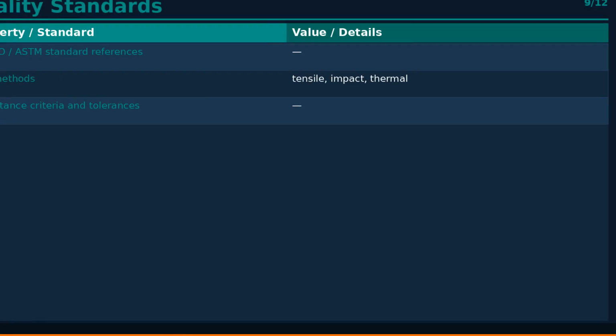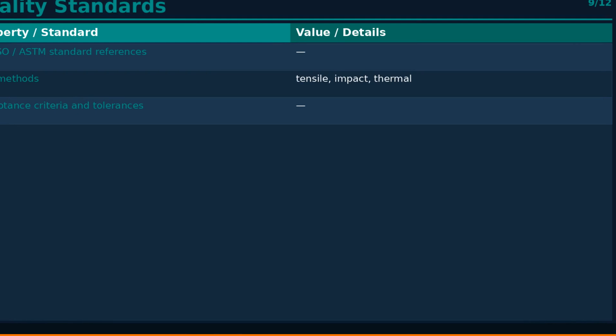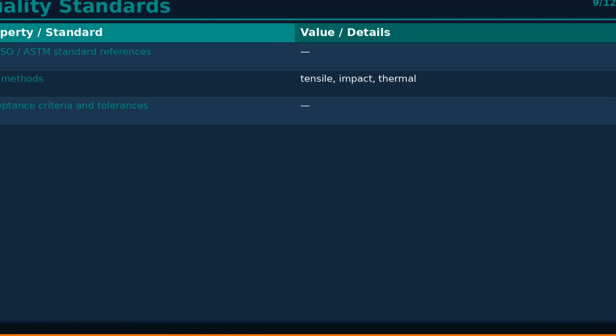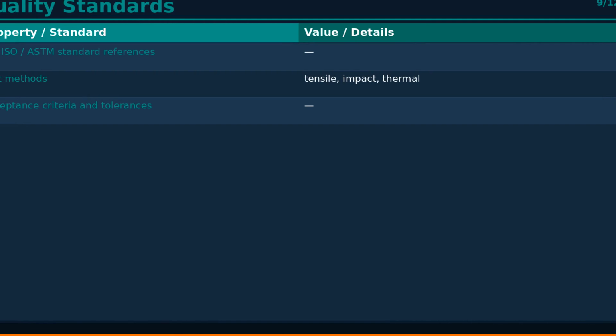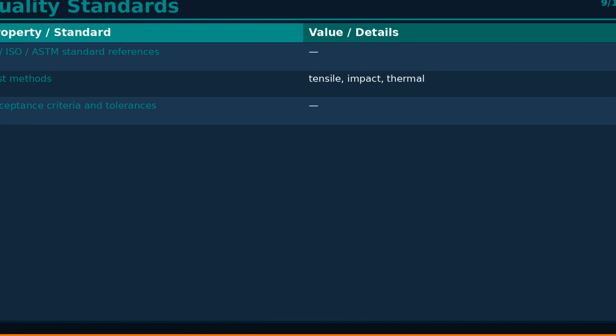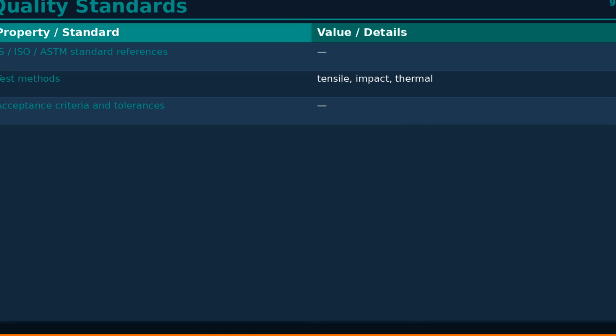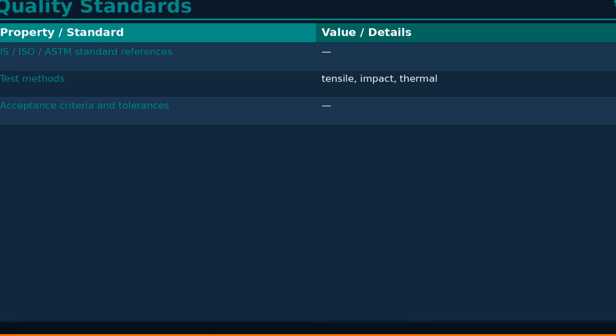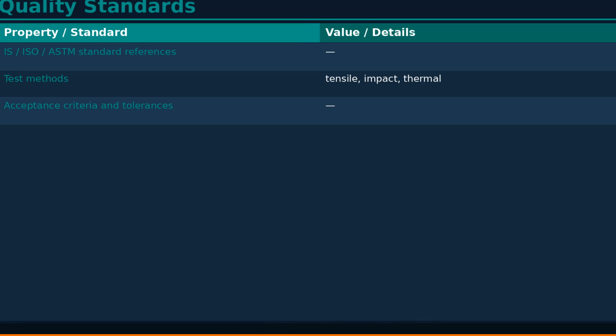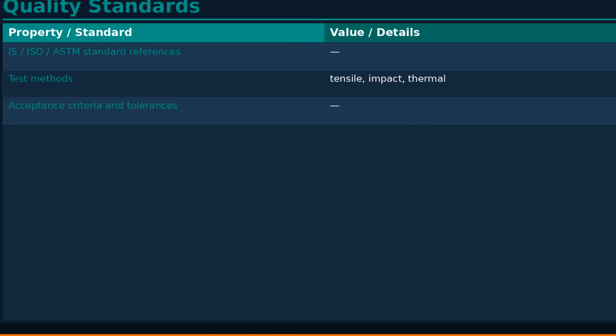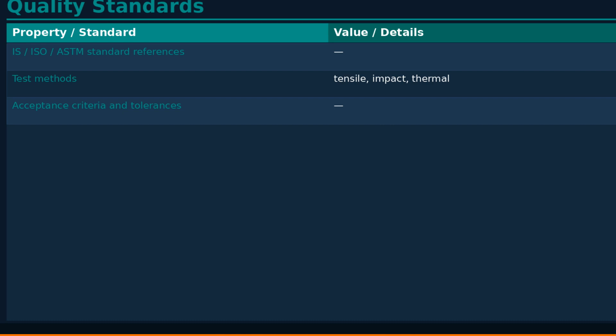Quality standards for injection molding machine components and functions are defined by ISO and ASTM specifications. Testing methods cover tensile strength, impact resistance, and thermal performance. Acceptance criteria set the minimum performance thresholds for commercial products.